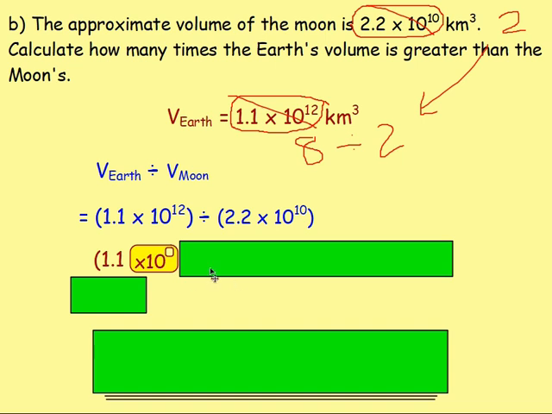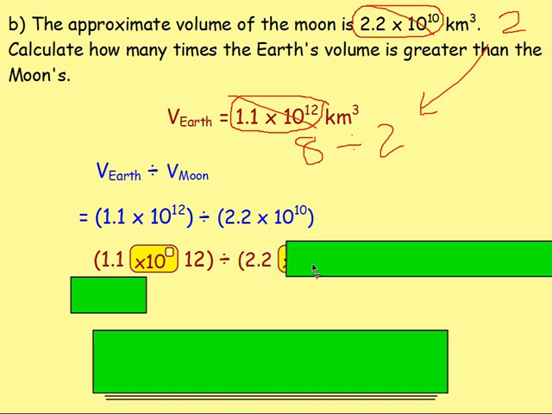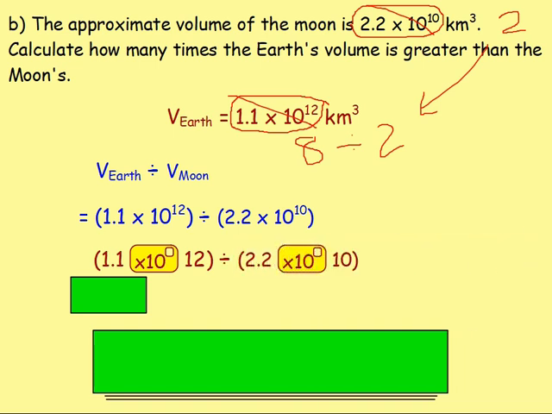And then you would put in a 12 and you're dividing that by 2.2 times 10 to the power of 10. If you type that into your calculator, you end up with 50.